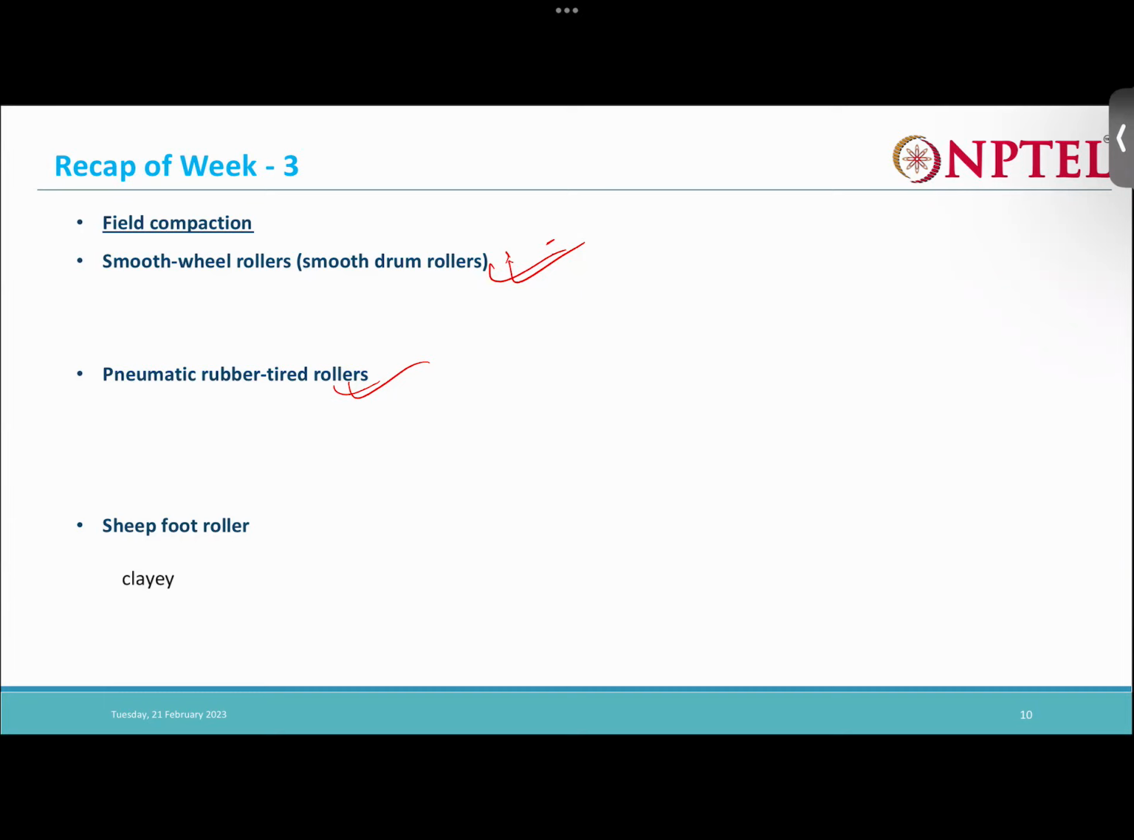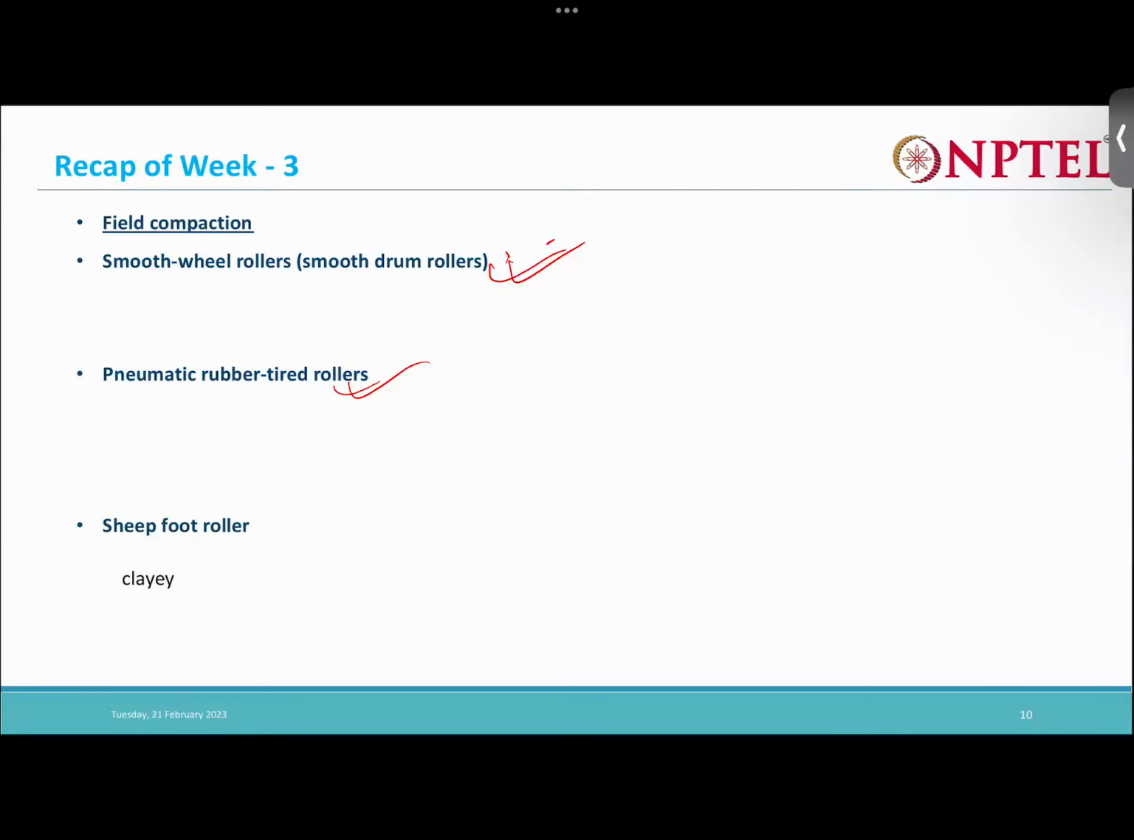But the main difference is that smooth wheel rollers are completely plain, so the coverage is 100%. In pneumatic rubber tire rollers, the coverage is only 70 to 80%, because the wheel is not smooth like this. There are small, round parts that together form a complete wheel, so the coverage is not 100%.